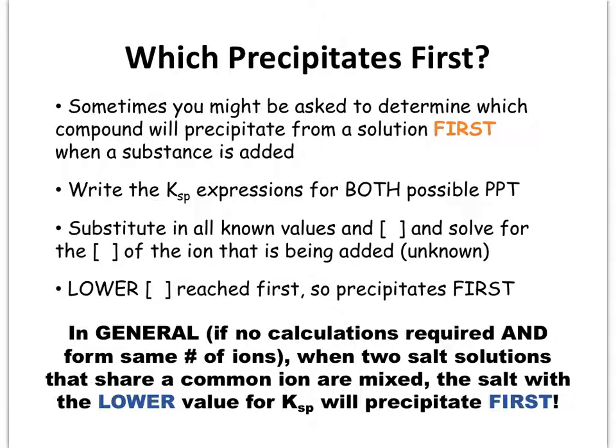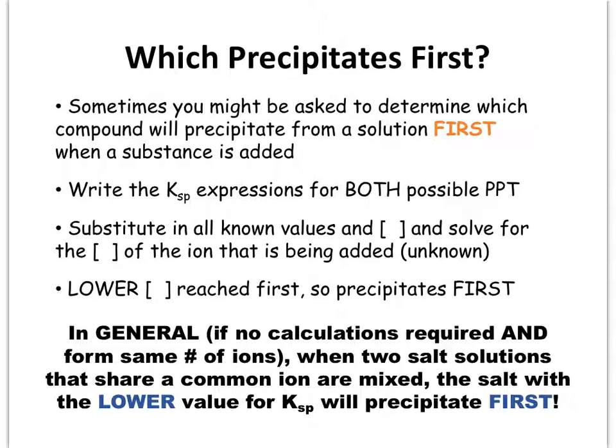So the last type of problem we're going to look at here is a which-precipitates-first problem. Basically, you will be trying to figure out which substance will precipitate out first whenever you're adding a particular substance to it. So these have a specific set of steps as well. The first thing you do is write the Ksp expressions for both possible precipitates. You substitute in all known values, and then you solve for the concentration of the ion that's being added here.